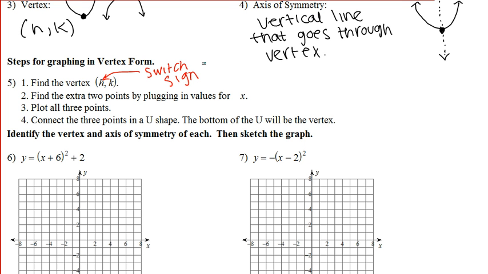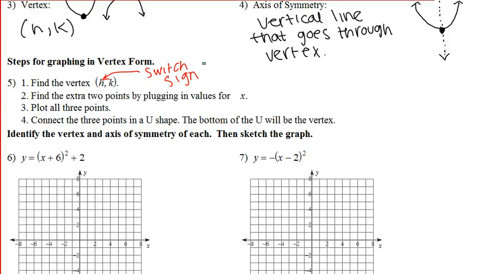Now step 2, we're going to find 2 extra points by plugging in values for x. We can do that as kind of a t-table form or just find the points off to the side. And number 3, we're going to plot all 3 points that we find, the vertex and then the 2 extra points. And the last step is to connect all of those points in a U shape. The bottom or the top of the U shaped parabola will be the vertex.